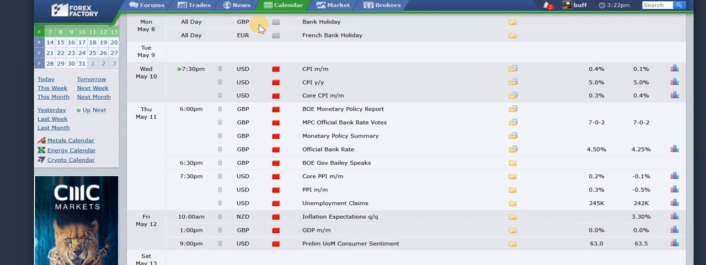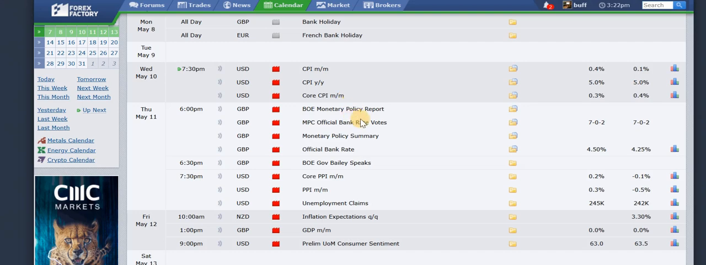So Monday looks like a pretty quiet day. That'd be May Day, I think, or Labor Day. I can't keep track of it, it has different names in every country. Tuesday, nothing happening. Wednesday, we're starting to pick up. We've got CPI numbers out of the US.